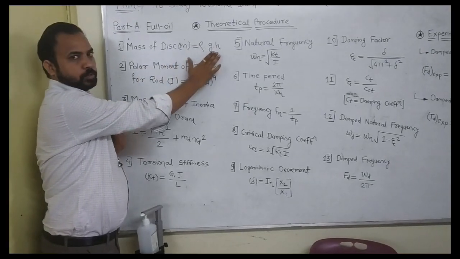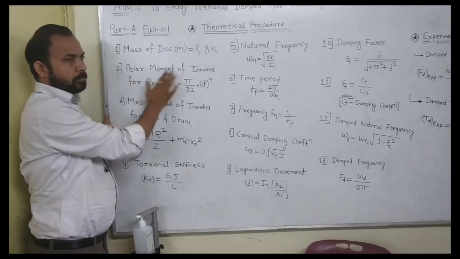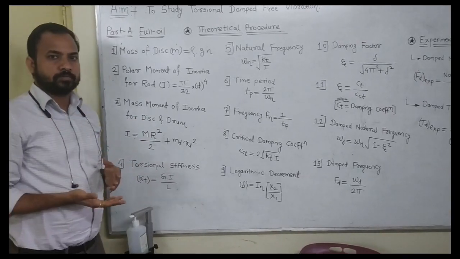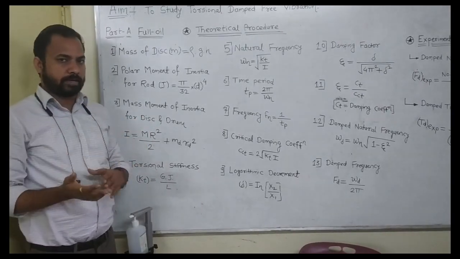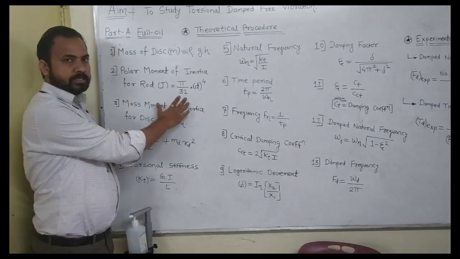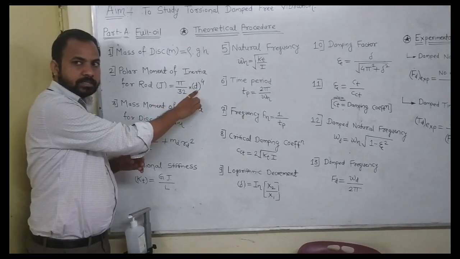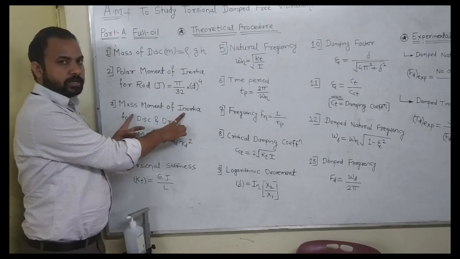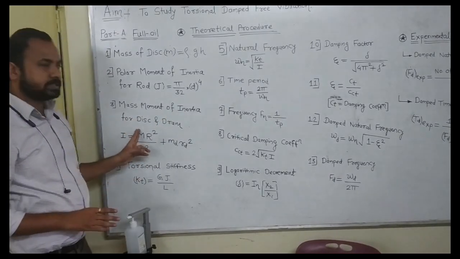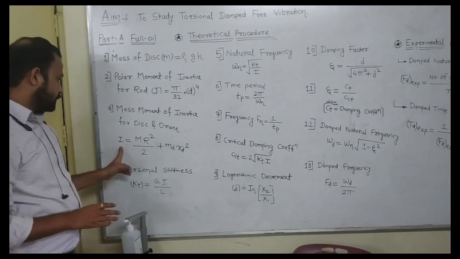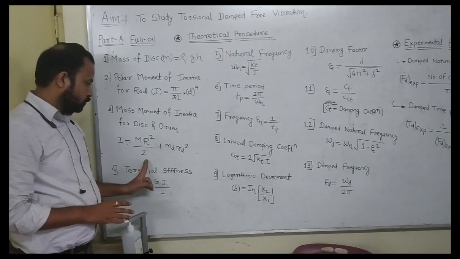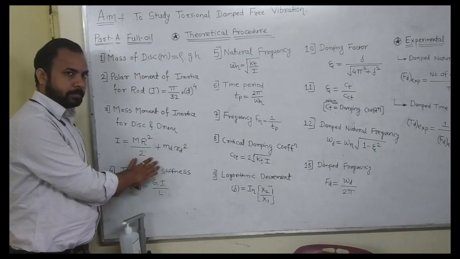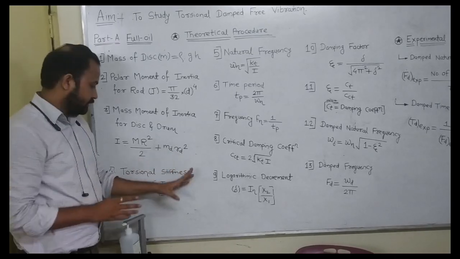The formula is rho into pi by 4 D squared into H. The polar moment of inertia can be calculated. As we all know, the polar moment of inertia is the sum of the moments of inertia Ixx and Iyy, and the formula becomes pi by 32 d raised to 4, where d is the diameter of the shaft. The third step is to find the mass moment of inertia for the disc as well as the drum. For the disc I will use the formula mr square by 2, and for the drum I will use md into rd square. So the final formula becomes mr square by 2 plus md into rd square.